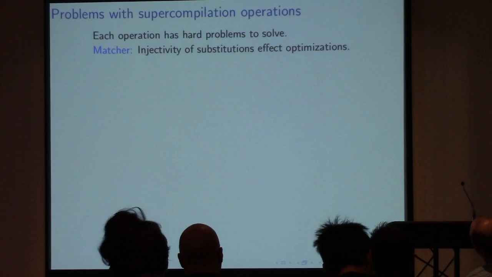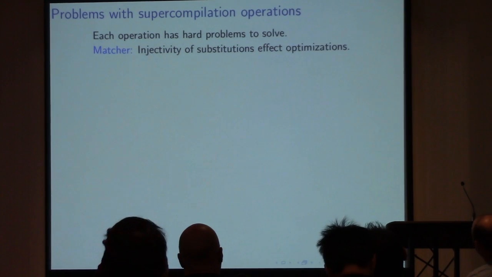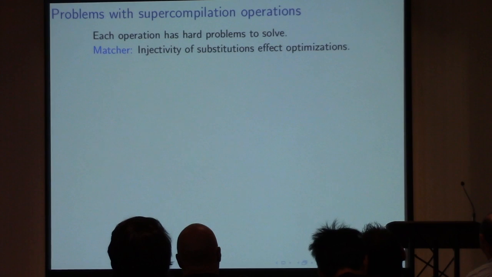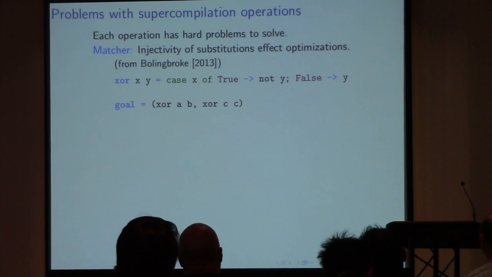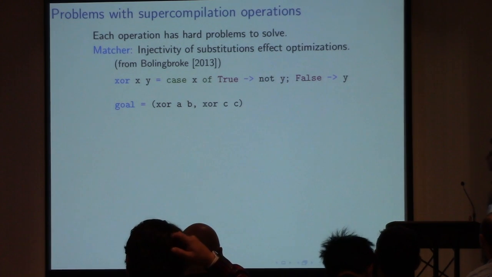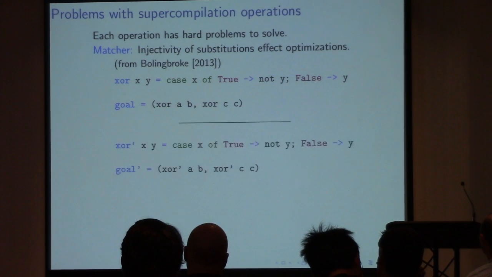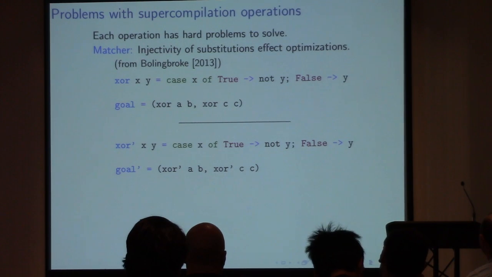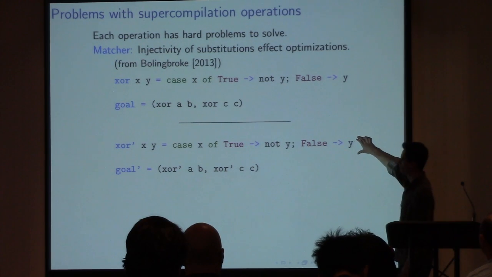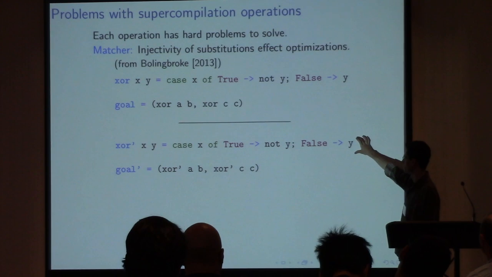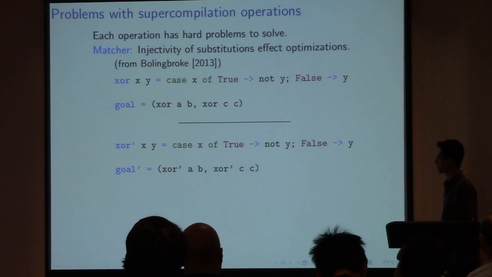The problem with the matcher, I'm just going to describe with an example. Let's say I have an exclusive OR function, and the term I'm evaluating is a pair of XOR of A and B, and XOR of C and C. One way of supercompiling this is that we can't optimize the XOR function anymore, so we generate exactly the same definition.